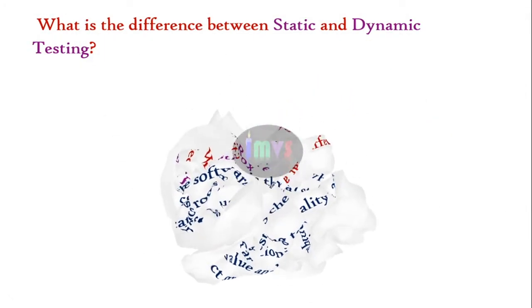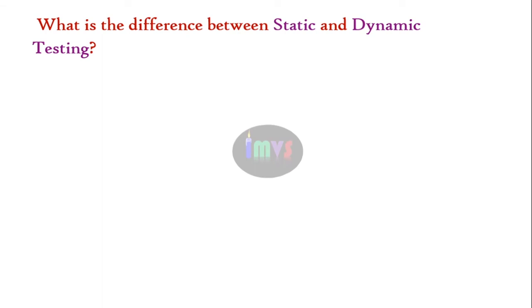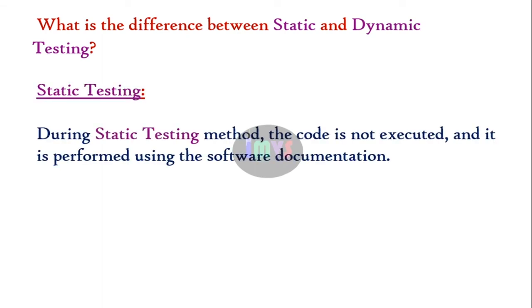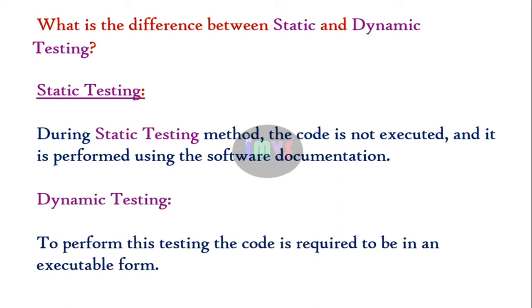What is the difference between static and dynamic testing? Static testing: during static testing, the code is not executed and it is performed using the software documentation. Dynamic testing: to perform this testing, the code is required to be in an executable form.